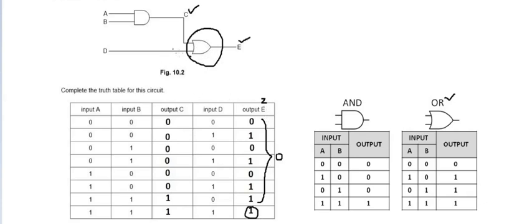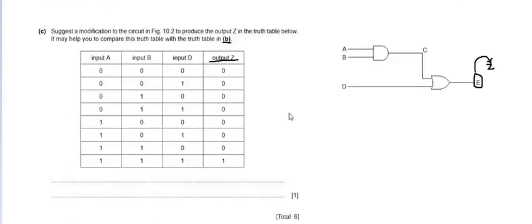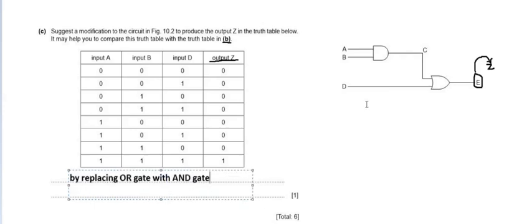So we will write that in part C. We can write down our answer here: by replacing the OR gate with the AND gate. Because if you replace the OR gate with the AND gate, then we will get the output Z instead of output E.